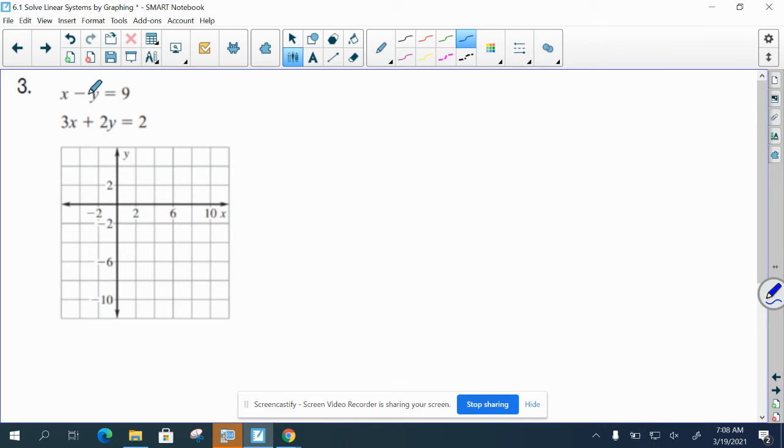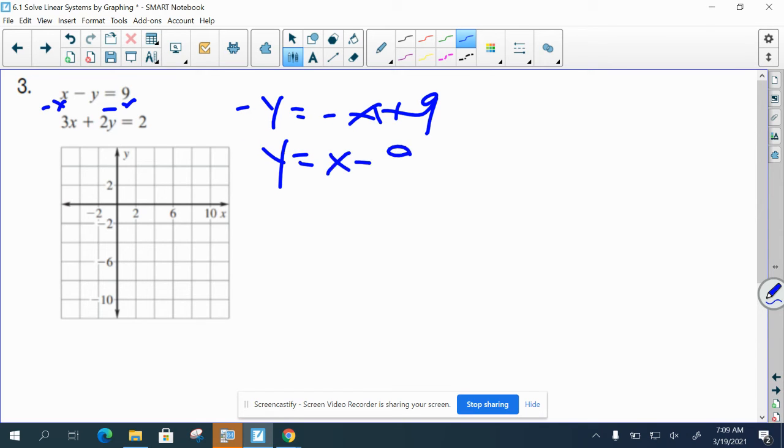All right, so here for this one, I'm going to subtract x over. So we get negative y equals negative x plus 9. I can't have a negative y, so I'm going to divide everything by negative 1. So I get y equals x minus 9. So graphing this has a y-intercept of negative 9, which is kind of hard to see. This goes 2, 4, 6, 8, so negative 9 would go here.